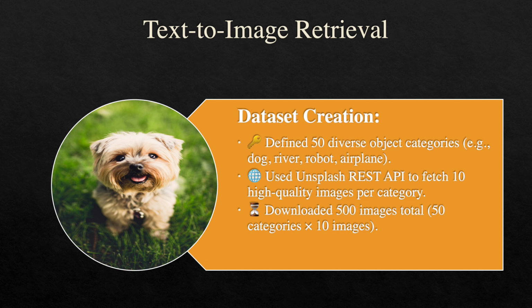To test retrieval, I started by creating a dataset of 50 common object categories, such as tree, mountain, dog, robot, and so on. For each category, I downloaded 10 high-quality images using the Unsplash API, resulting in a dataset of 500 total images. Then for each object, I used prompts like a photo of a mountain or a photo of a car to test if CLIP could retrieve the most relevant image or not.